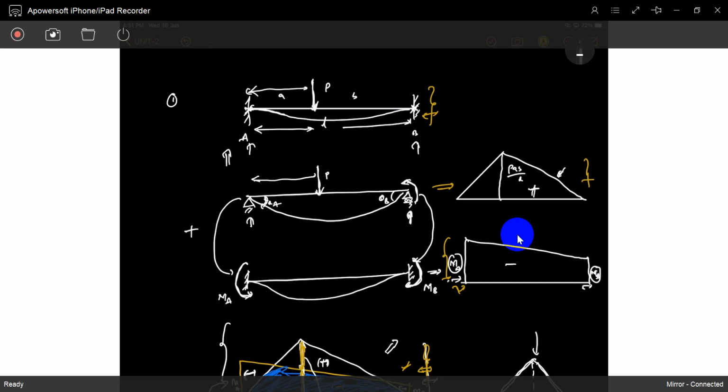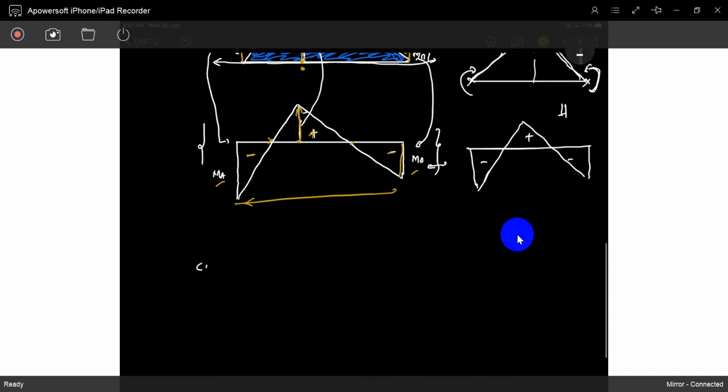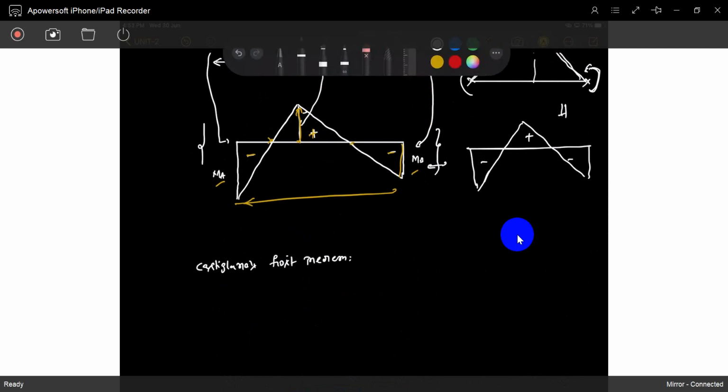But what is the Castigliano first theorem? The change in slope between any 2 points is equal to the area of the curvature diagram between those 2 points. You know, na? So that's it. But this theorem is not Castigliano's. This theorem is the area moment method. Okay, sorry. So area moment method.